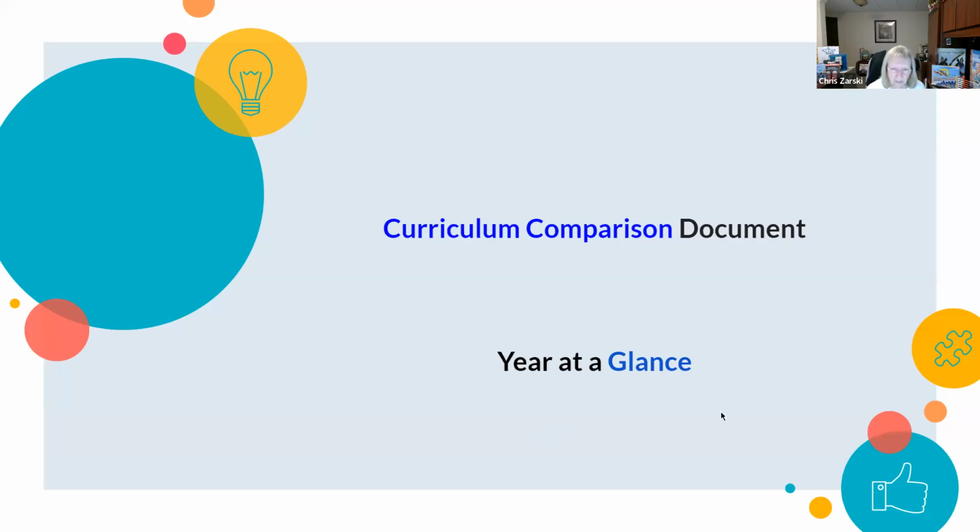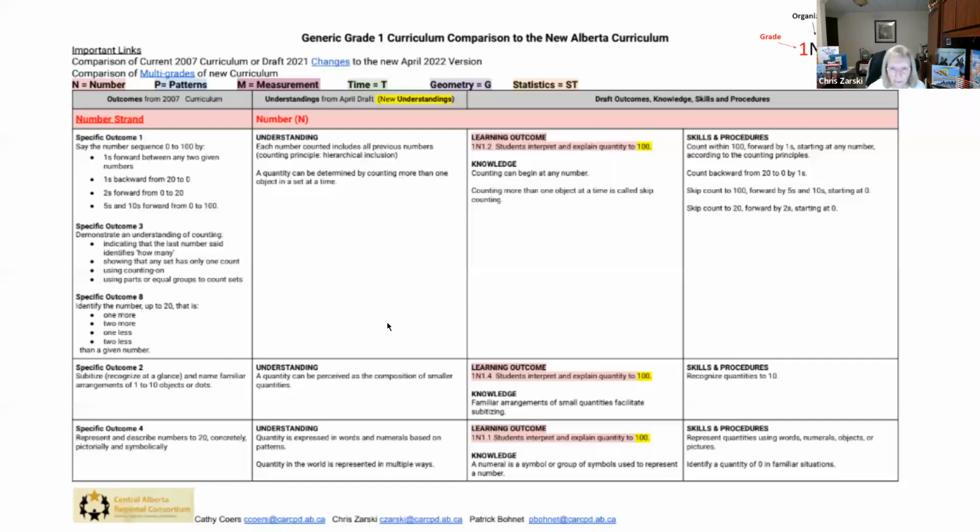The second document is called the Curriculum Comparison Document. And just by the nature of its title, it is just that. It looks at our old 2007 curriculum that we're familiar with to moving to the new curriculum. And you'll notice that in this one, it is color coded. I'm just going to turn my video off in case I block anything here so that you'll still hear me, but you just won't see it.